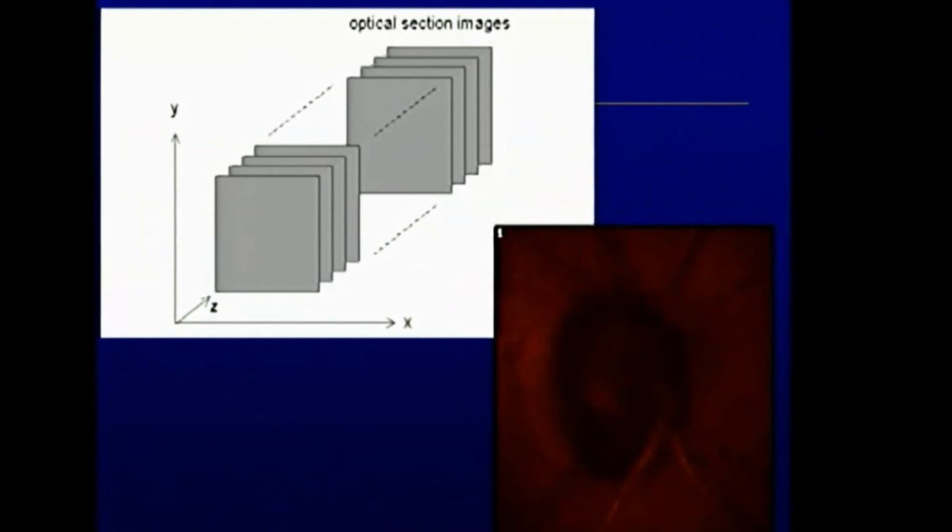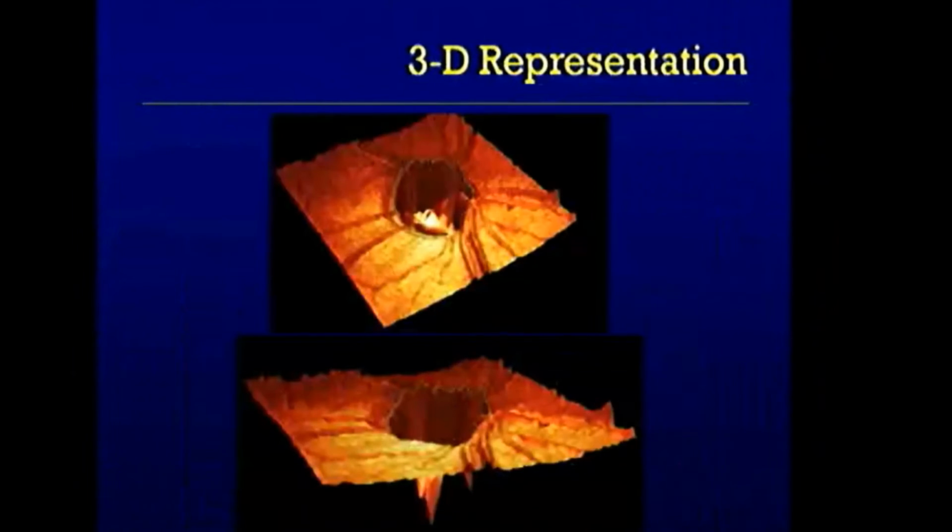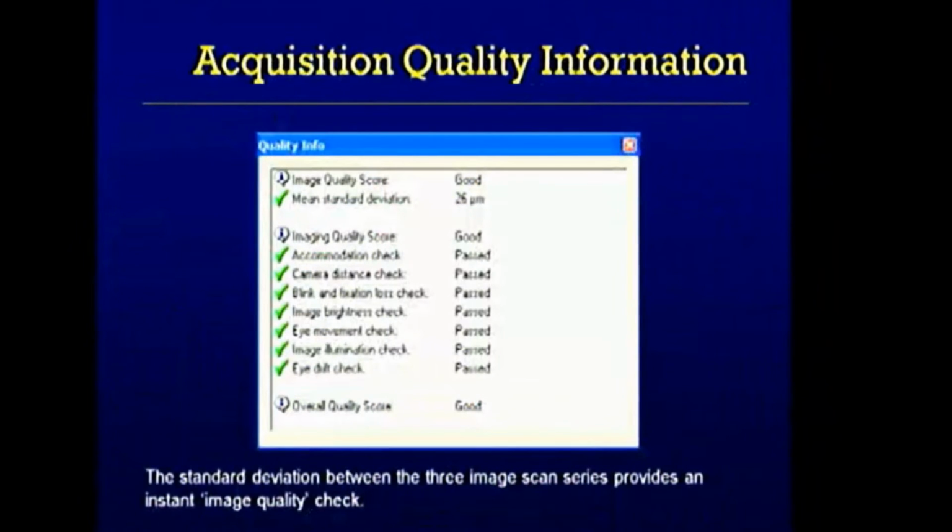So it takes a range of images for a depth of planes, and so we obtain a number of XY images, which can then be put together in a 3-dimensional view. Now, the HRT3 gives a number of image quality checks, and this was an improvement on the HRT2, in particular, checks regarding image brightness and illumination and eye drift. So these are all things we can use to judge the quality of the image.